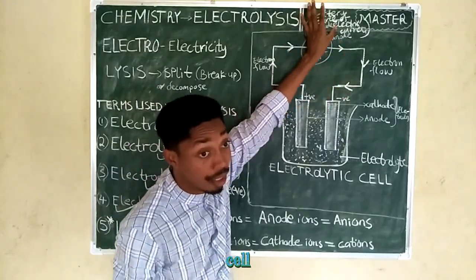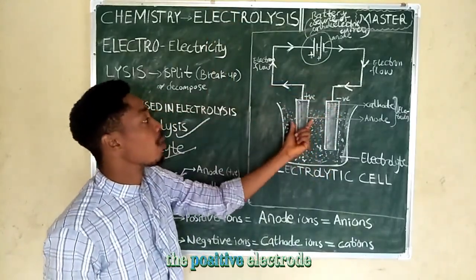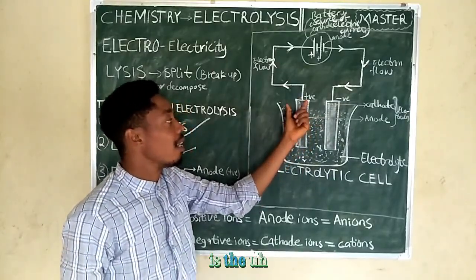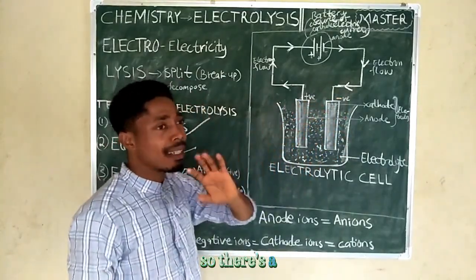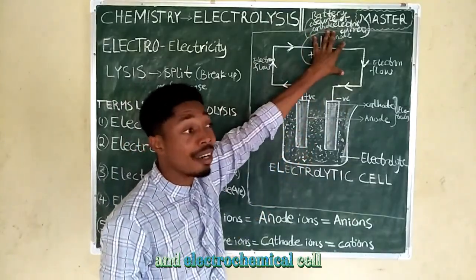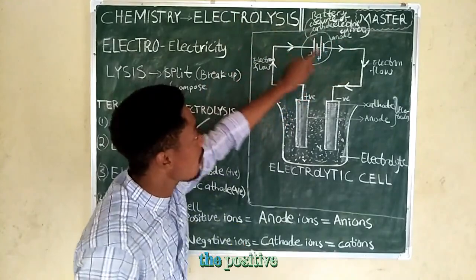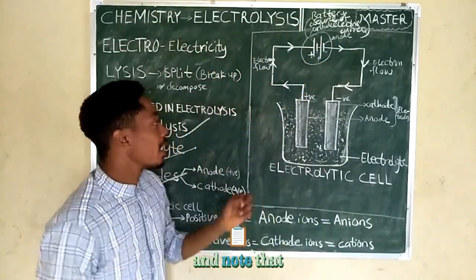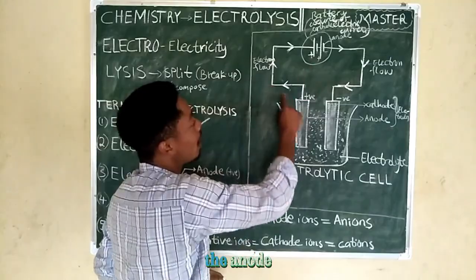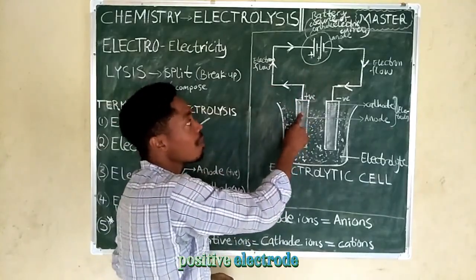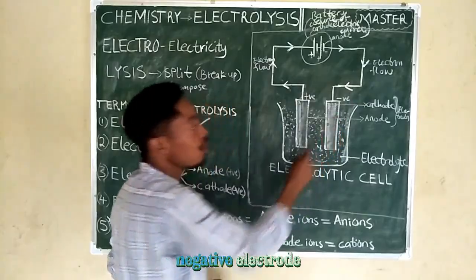That's for electrochemical cell. But in electrolytic cell like this, where two electrodes are put inside electrolyte, the positive electrode is the anode and the negative electrode is the cathode. So there's a difference between electrolytic cell and electrochemical cell. So note that this should not be confusing at all. The positive terminal of the battery is connected to the anode, which is the positive electrode, and the negative terminal of the battery is connected to the cathode, which is the negative electrode.